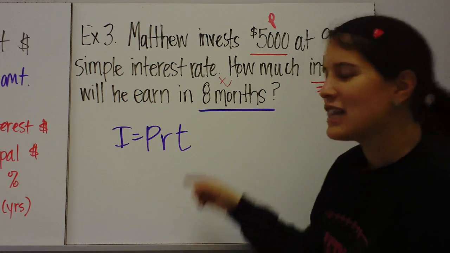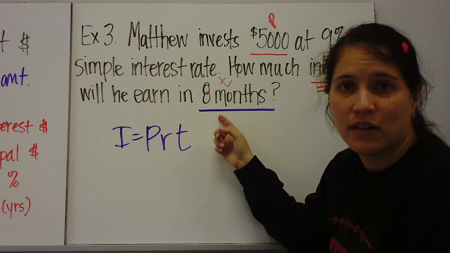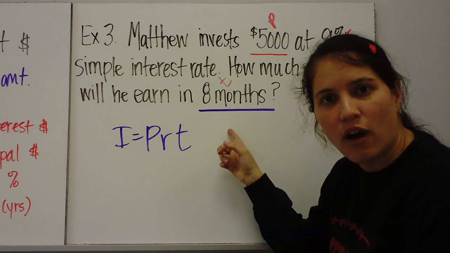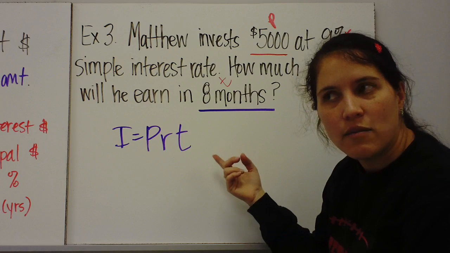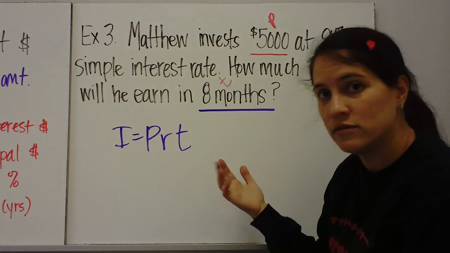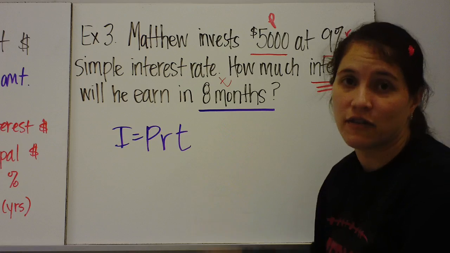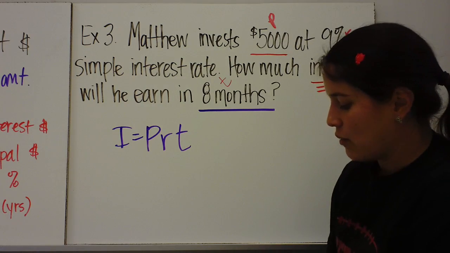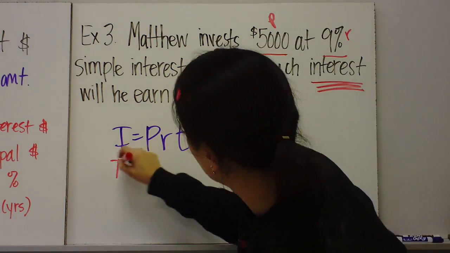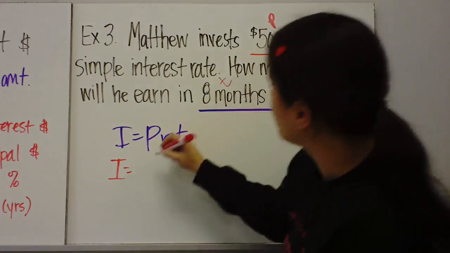Does anybody see anything different about our time? Something like a little light bulb should go off. 8 months. Is that even a year? No, so we're going to have to do something different with that, and I'll show you. We're looking for interest. Our principal is $5,000.